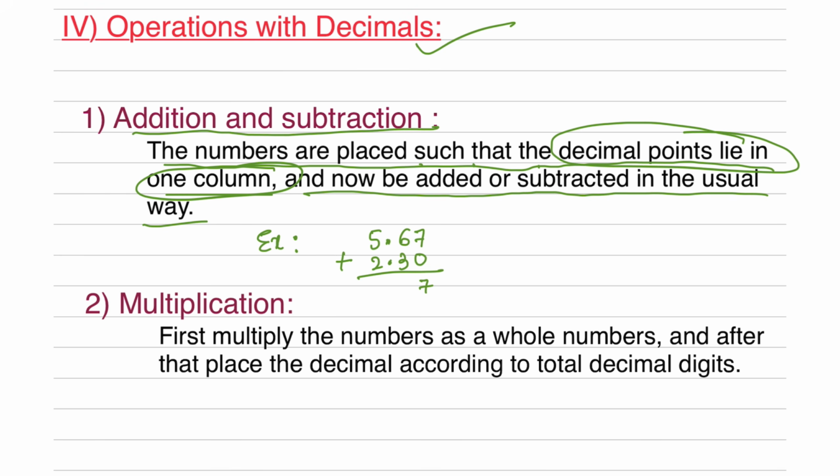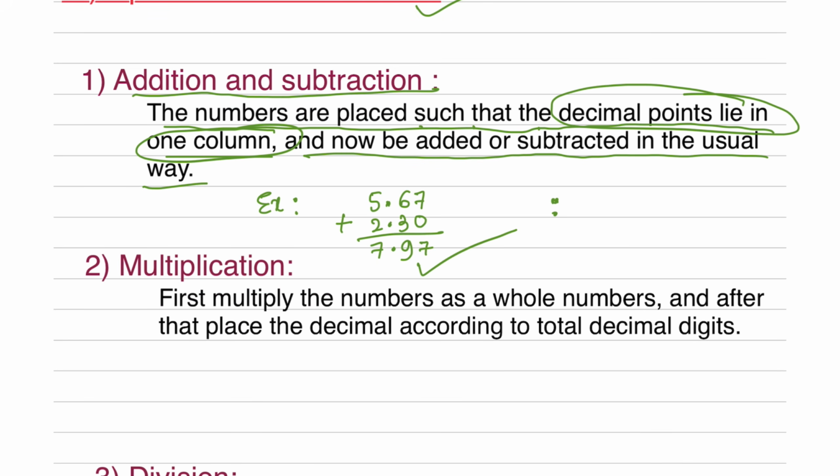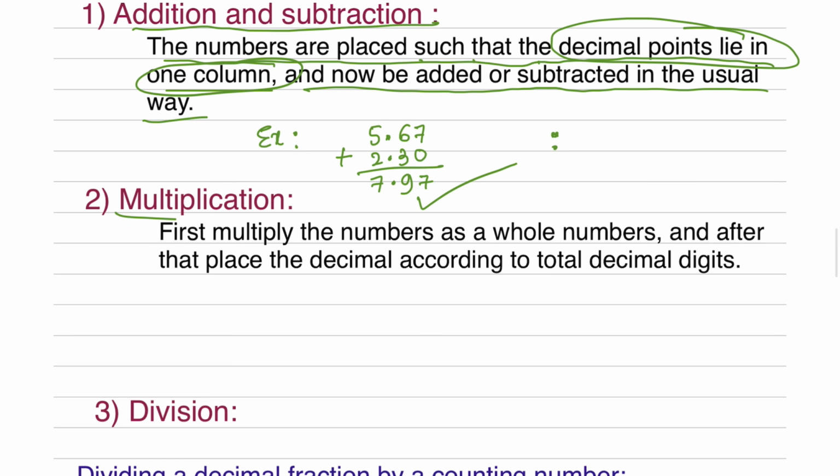7 plus 0 is 7. 9.7. 7.97 is the answer. So whatever numbers are there, the decimal point should be aligned in the same column. In the same way you can subtract also. So next we will see multiplication.